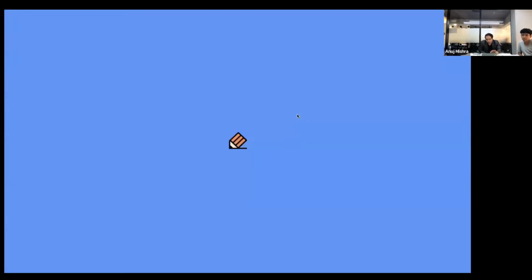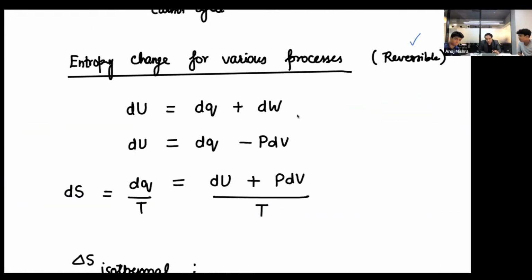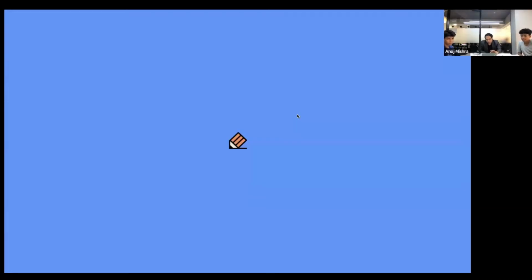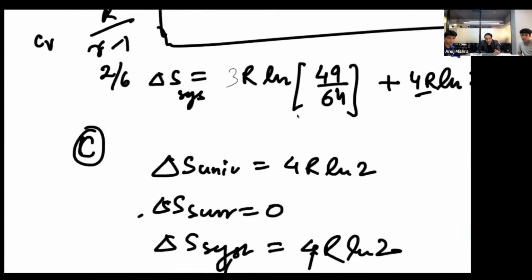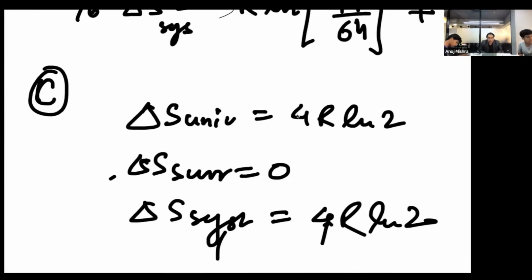Okay, so it will look like this. Good, smart students. Note it down: 4R ln 2, 0 and 4R ln 2 are your answers. Clear? Universe is 4R ln 2, surrounding is 0, system is this. Is free expansion clear?